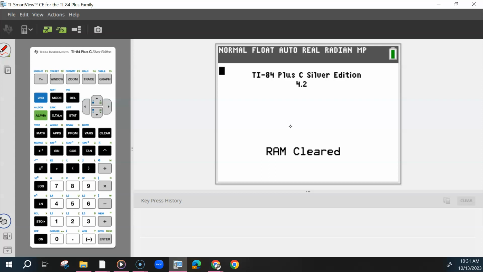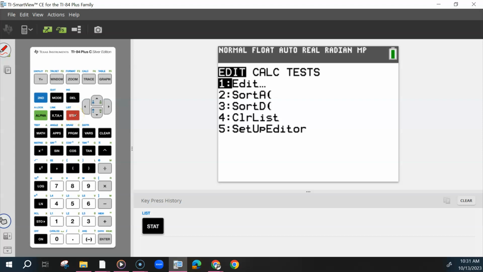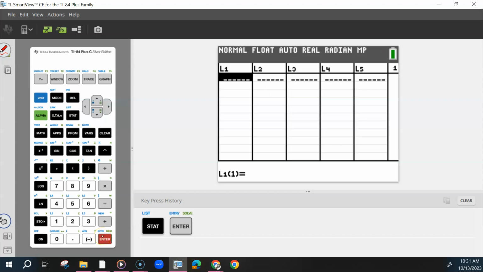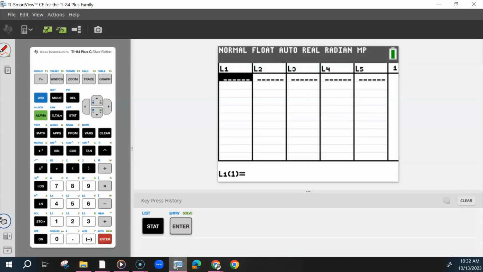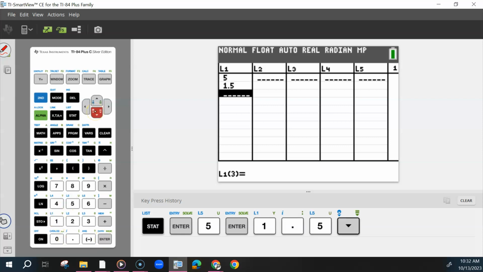The STAT is right next to the arrows. This one right here, we're going to go into that. And then we're in the edit screen; we're going to go into edit by clicking 1 or enter. STAT, edit, 1 or enter. And then the list of data you have, you're going to put your X's, your independent variables, in L1, and your Y's in L2. You can do that a couple different ways. You can type in the number and hit enter, or you can type in the number and scroll down. Either or. Take a second and fill out your L1 and L2.